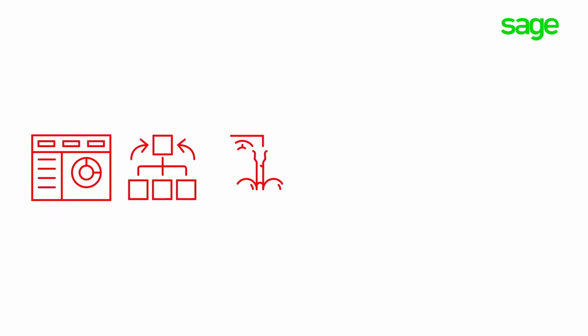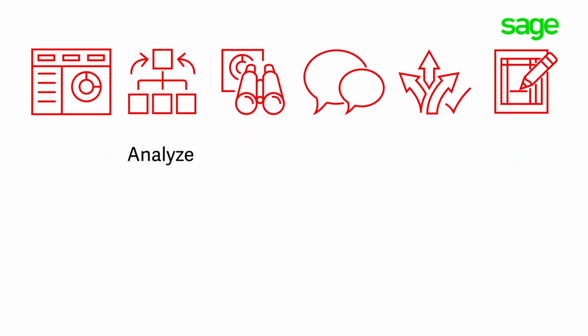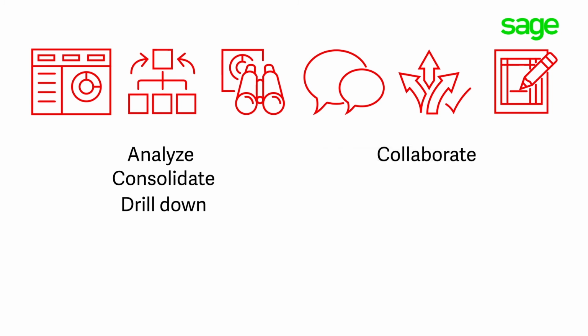In summary, using Sage Intacct's dashboards as a starting point, members of the board analyze the strategy in real time, using financial and operational data consolidated from across the portfolio. They drill down to see the meaning behind the numbers, the transactions, and collaborative conversations. Executives were able to define problems and decide what to do next.